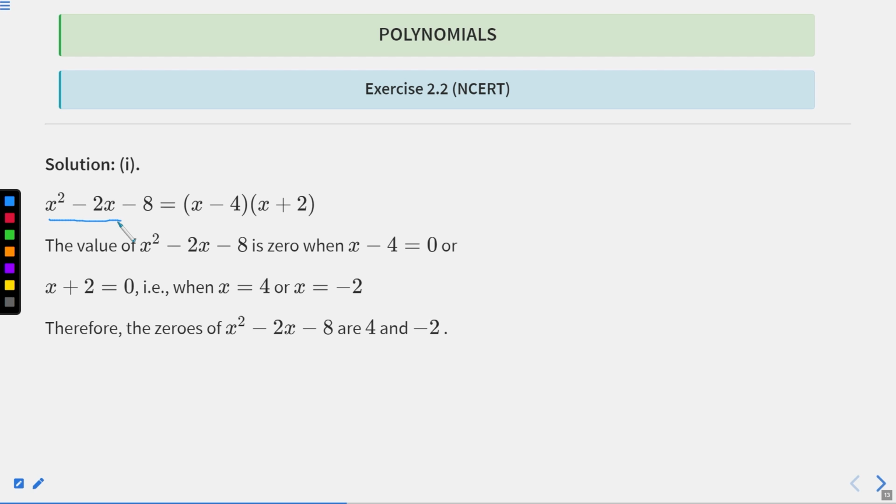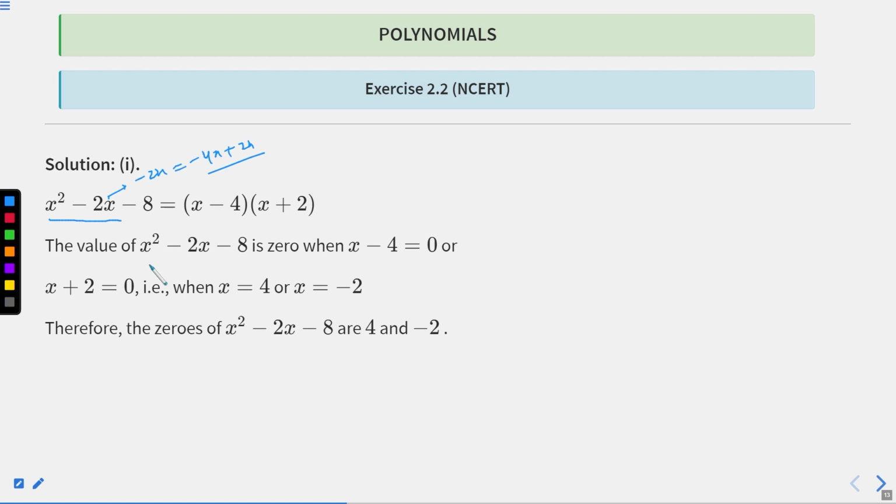So here the middle term is minus 2x. Minus 2x can be split as minus 4x plus 2x. If we split the middle term minus 2x like this, then the quadratic polynomial x squared minus 2x minus 8 can be written as x minus 4 times x plus 2.